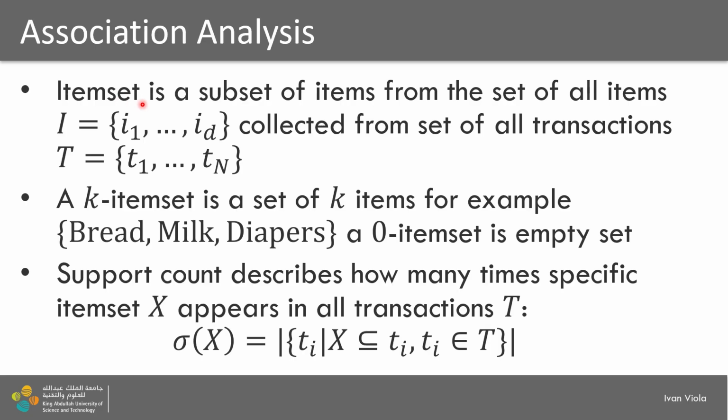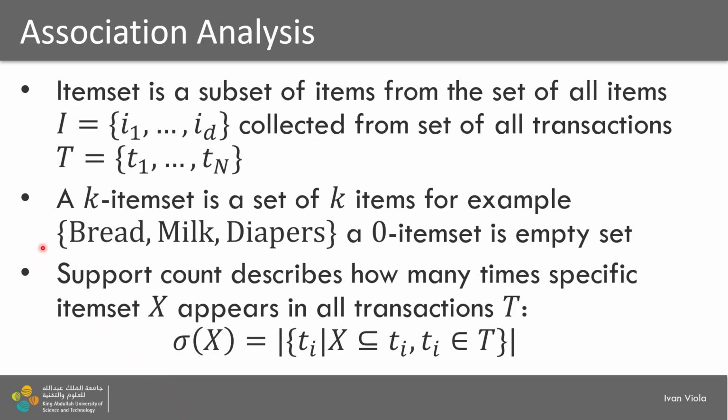So an item set is in this context a subset of items from the set of all items I, which are collected from the set of all transactions T1 to Tn. A k-item set, as mentioned, is a set of k items. For example, a 3-item set is bread, milk, diapers, and a 0-item set would be an empty set.